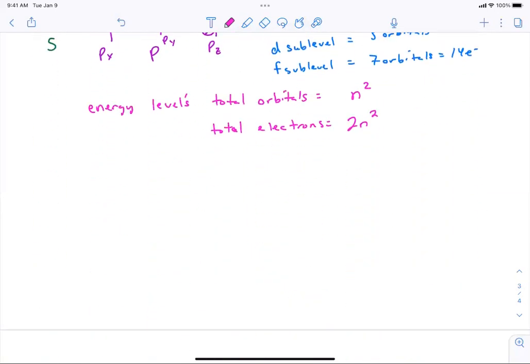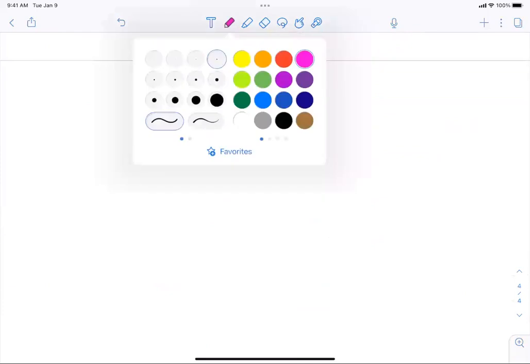All of that translates into our electron configuration because we had to know what S, P, D, and F are. We have to know what energy levels are. And we have to know how many electrons can be placed in each one. And so this next subsection is electron configuration.